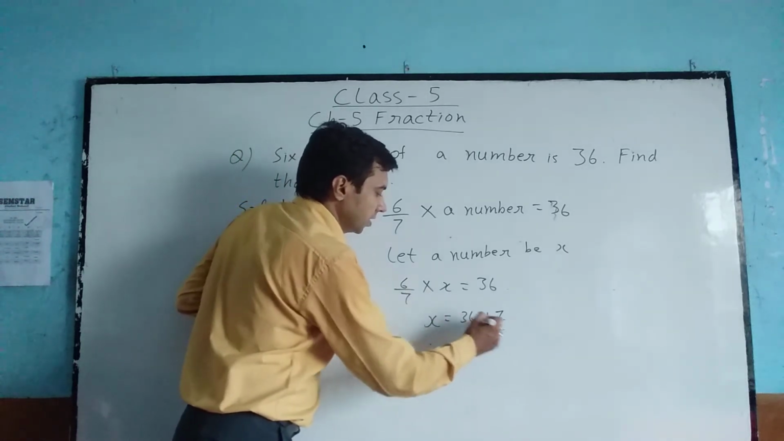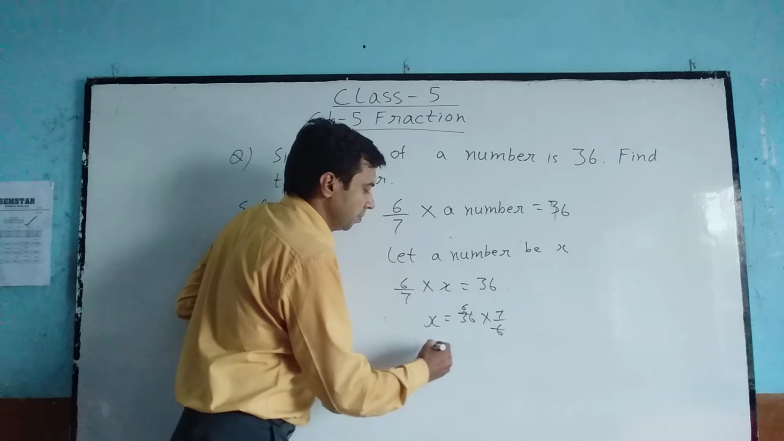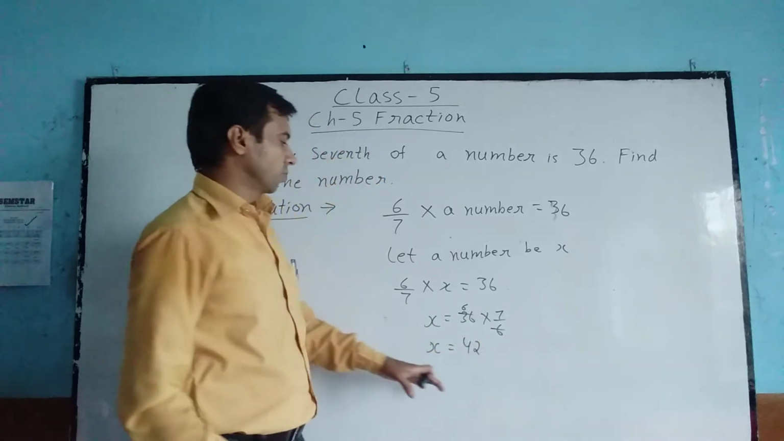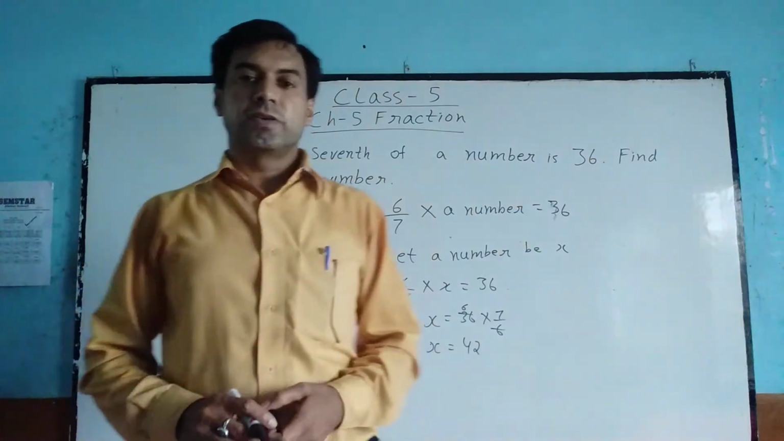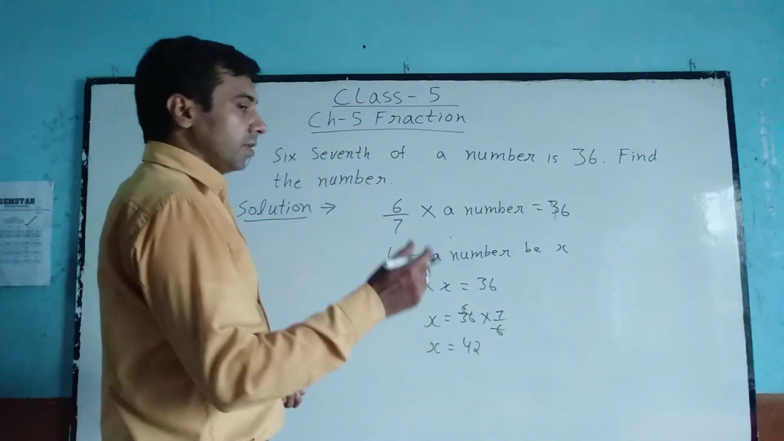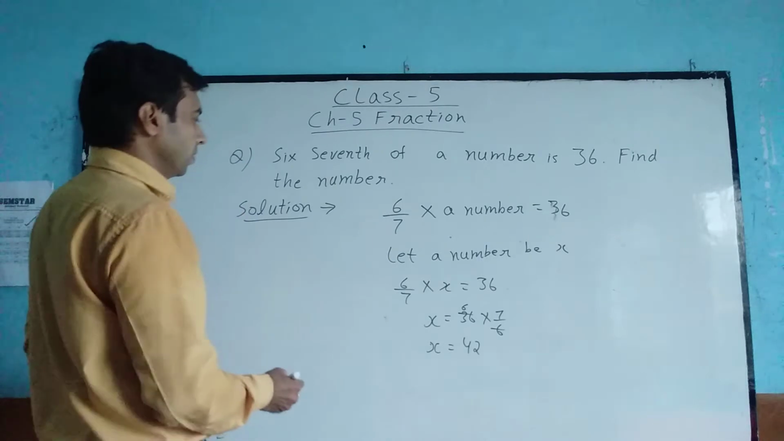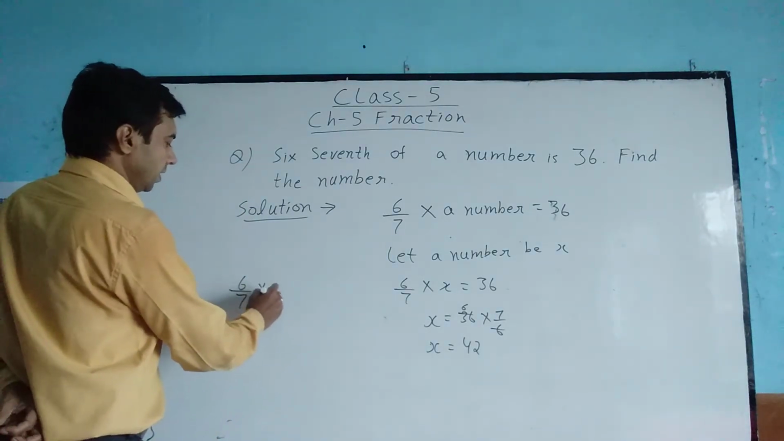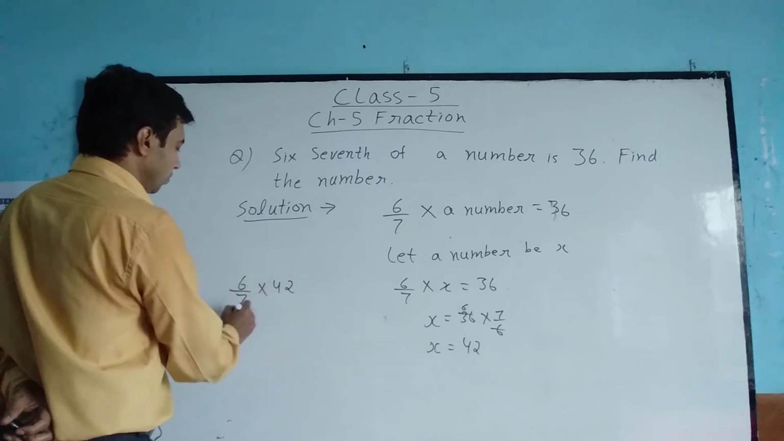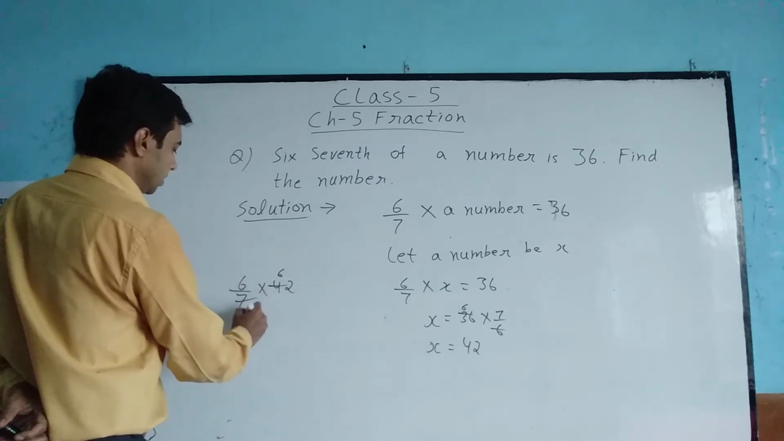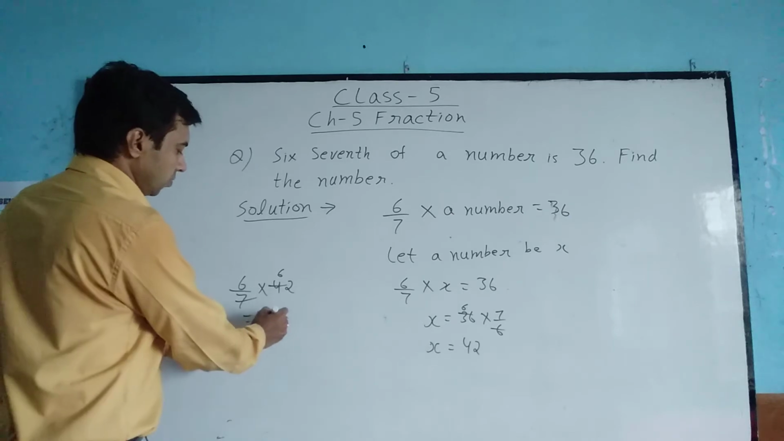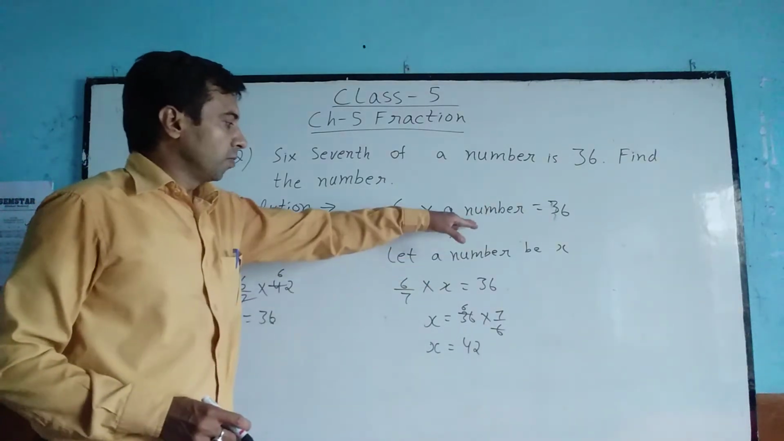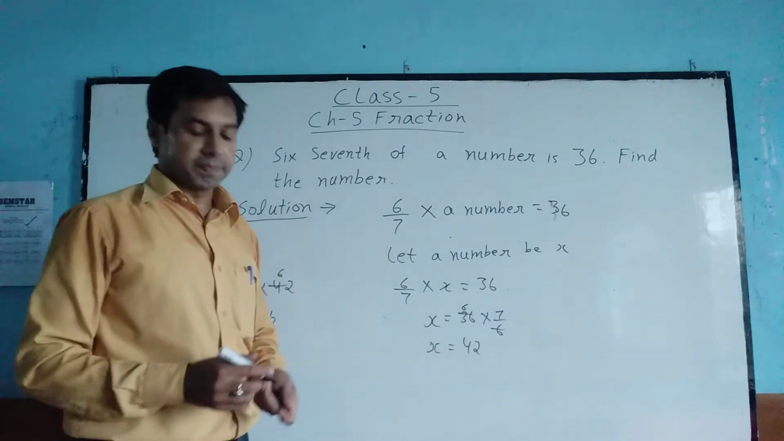Now 6 6 36. 6 multiply 7 42. X is equal to 42. So our number is 42. If you want to check, you can check also. See here. 6 by 7 into 42. 7 6 42. 6 6 multiply 36. Student, we have got this 36. So this number is 42 only.